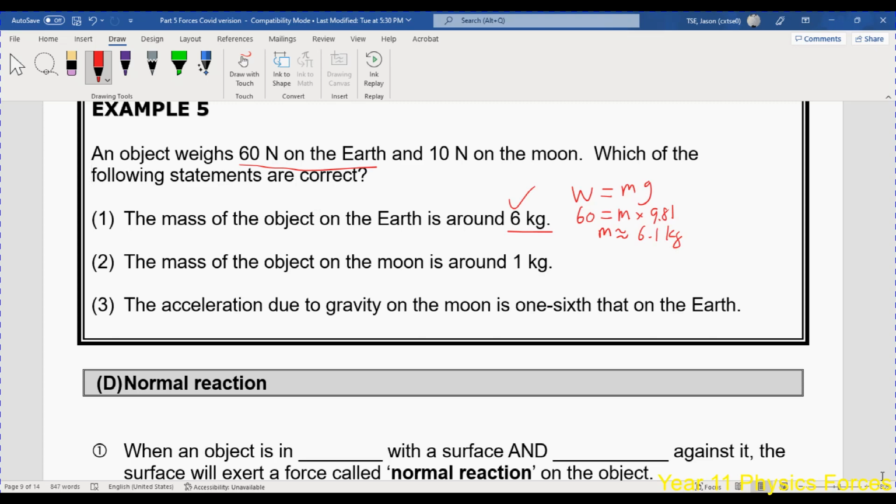But second, the mass on the Moon is 1 kilogram. Is that correct? I give you some time to think. You can discuss.